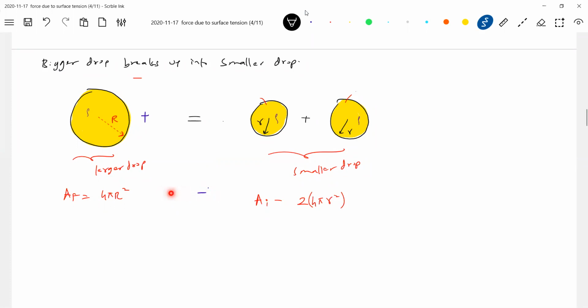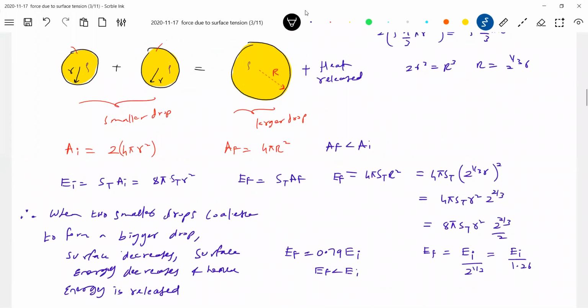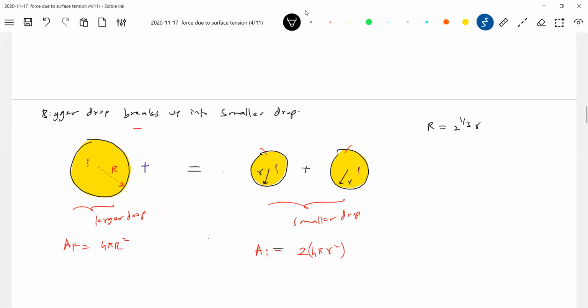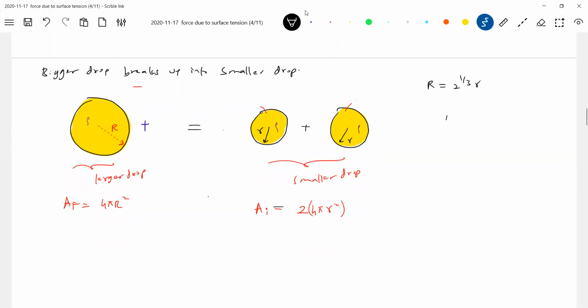We are very sure that AF will be greater than AI from the previous data. So what is the conclusion? R is equal to 2 to the power of 1 by 3 r. Okay, that is regarding radius, and I'll check it. So what I conclude here, AF will be greater than AI. And tell me what should happen to surface energy. EI, initially surface tension into 4 pi R square. Final energy should be equal to 2 into surface tension into 4 pi r square. If I check it, AF will be greater than AI, and EF will be greater than EI, surface energy.